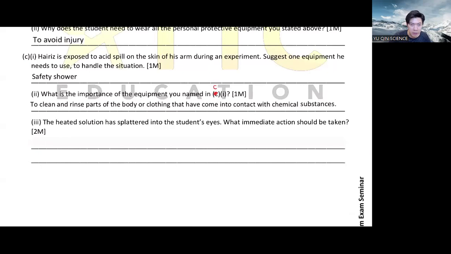So the important thing about the answer here is that it's not about the equipment, remember. Unlike just now, when the question asked about equipment, then okay, fine, we talk about equipment. But now it's asking what should you do? So you can say either you go to the eye wash or you go to the basin just to get water running into the eye. Make sure you understand what the question wants. So two marks. Number one is to wash your eye. Number two is also a very standard answer, which is to inform the teacher. Okay, so immediately rinse and wash the eye. And then number two, report to the teacher immediately.